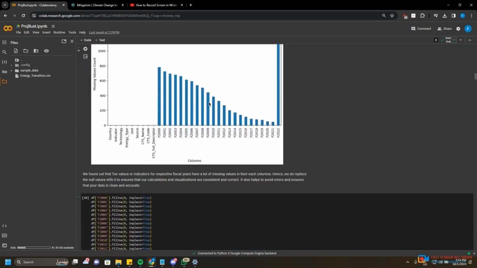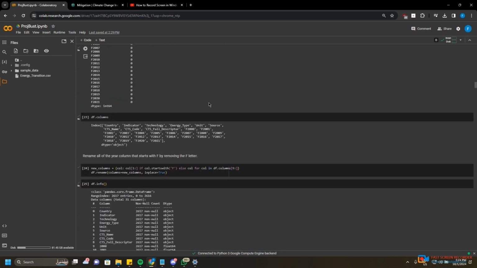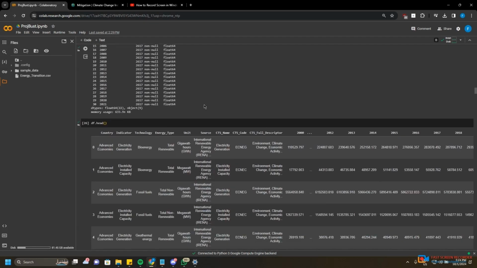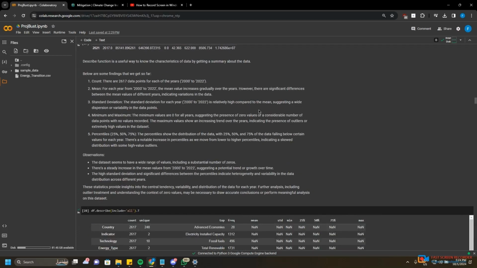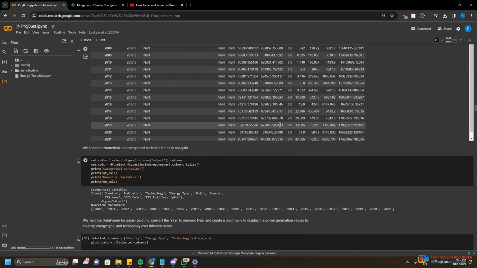And we replace all the missing values with 0, and we perform some quick and simple descriptions of the dataset. So the dataset seems to have a wide range of values, including a substantial number of zeros. There's a steady increase in the mean values from 2000 to 2022, suggesting a potential trend or growth over time. The high standard deviation and significant differences between the percentiles indicate heterogeneity and variability in the data distribution across different years. And we separate the numerical and categorical variables for easy analysis.